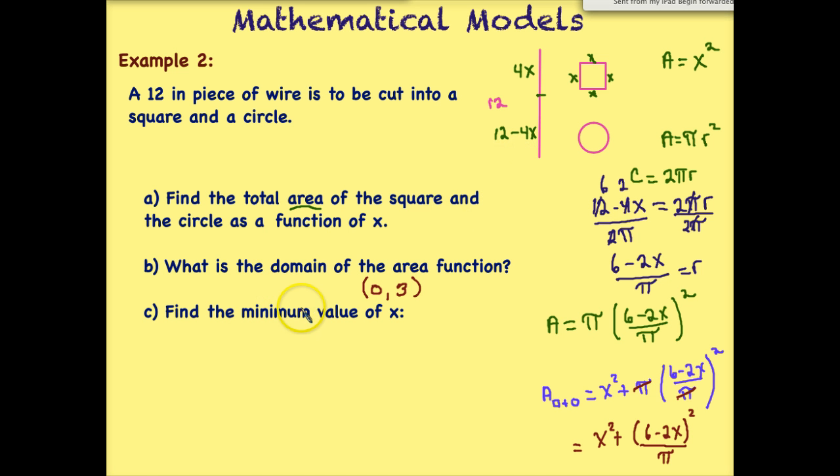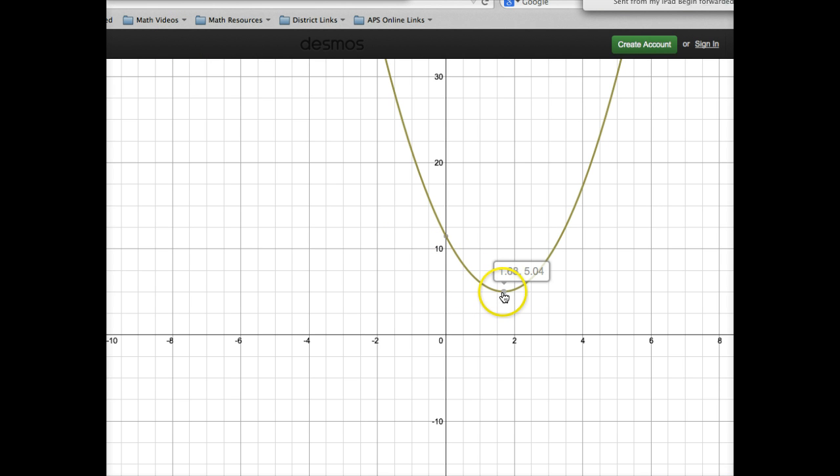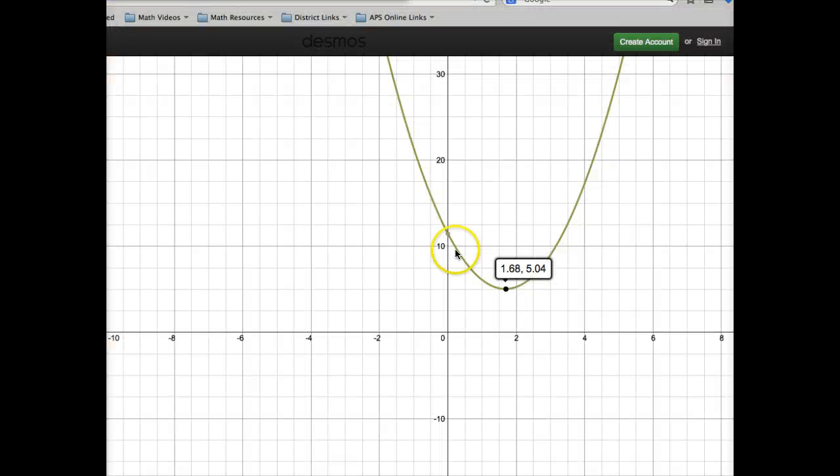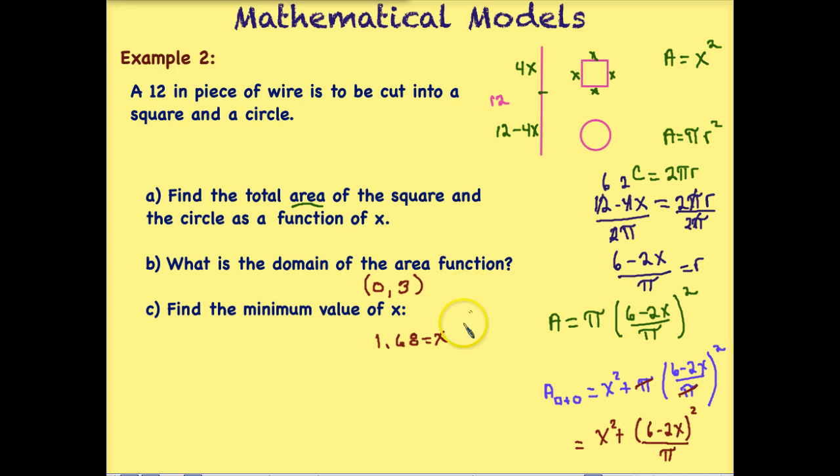How about the minimum value of x? If we go back to our graph, that's easy to find. Our minimum is 1.68. That's our minimum value of x. And that minimum will get us a combined area, I should say, of 5.04 inches squared.